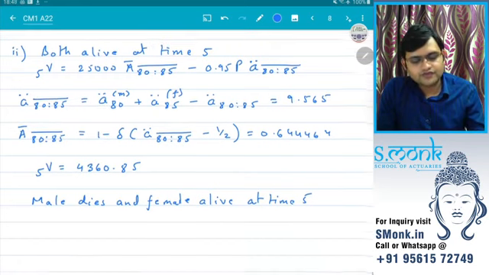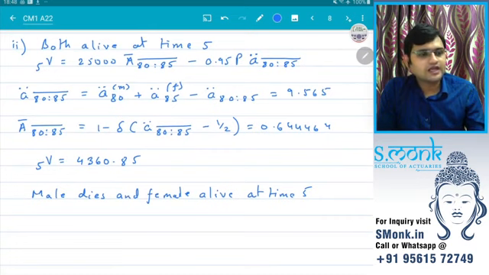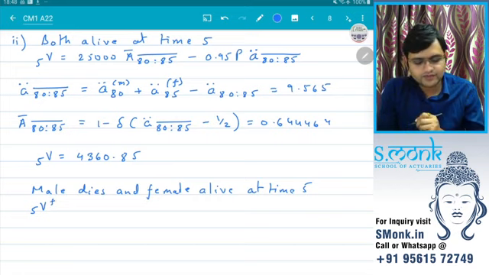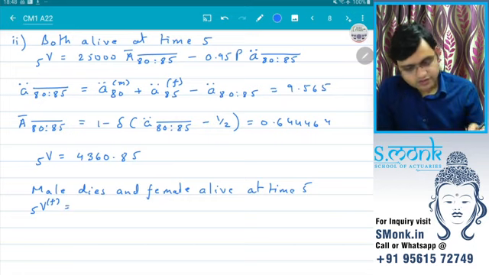What if they did not specify that both are alive? Then how would we find the reserves? So we'll also calculate male dies, female alive. For that I will say it is 5V reserve only for female.